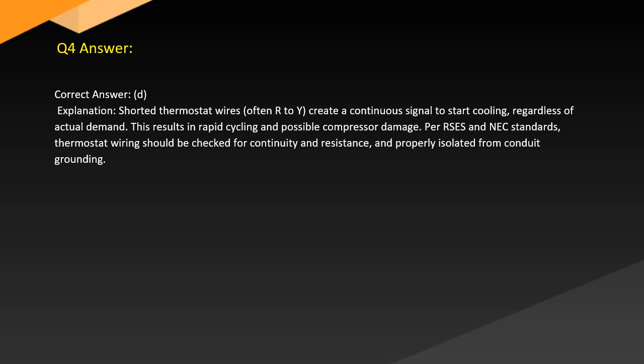Answer. Correct answer: D. Explanation. Shorted thermostat wires, often R to Y, create a continuous signal to start cooling regardless of actual demand. This results in rapid cycling and possible compressor damage. Per RSES and NEC standards, thermostat wiring should be checked for continuity and resistance and properly isolated from conduit grounding.